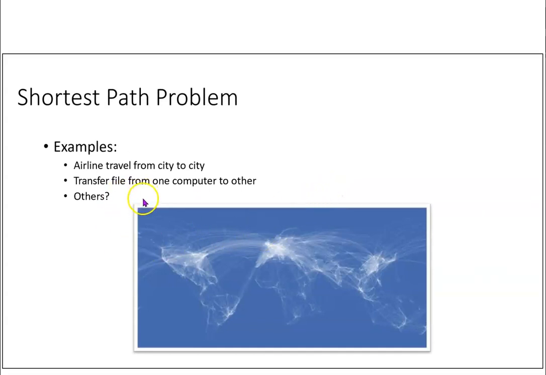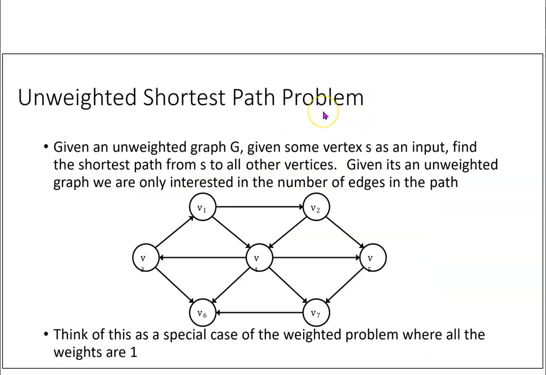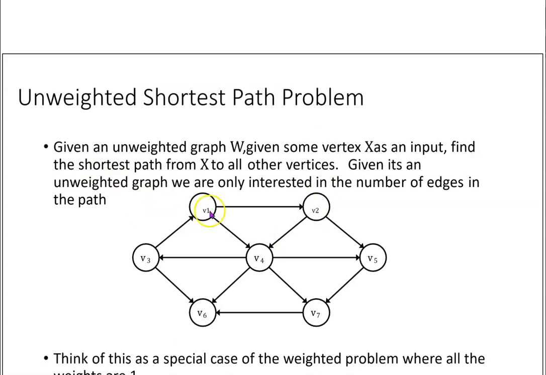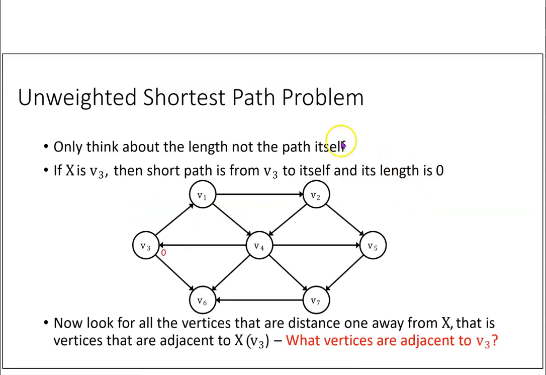So, airline shortest path problems. Airline travel from a city to a city, transferring files from one computer to another, and there are many others. So let's look at the unweighted case first. Given an unweighted graph G, and given vertex S as an input, find the shortest path from S to all other vertices. Given it's an unweighted graph, we are only interested in the number of edges. Let's think of this as a special case of the weighted problem, but all the weights are 1. So, only think about the length, not the path itself.